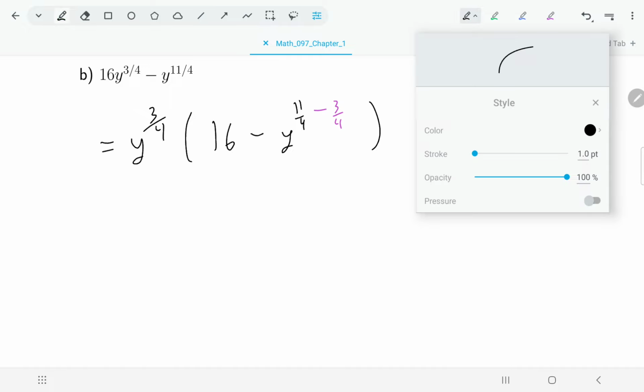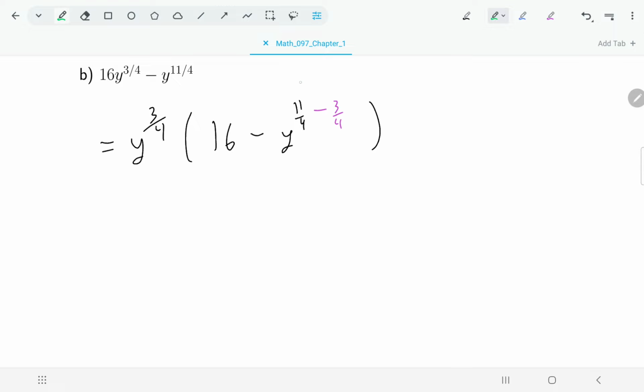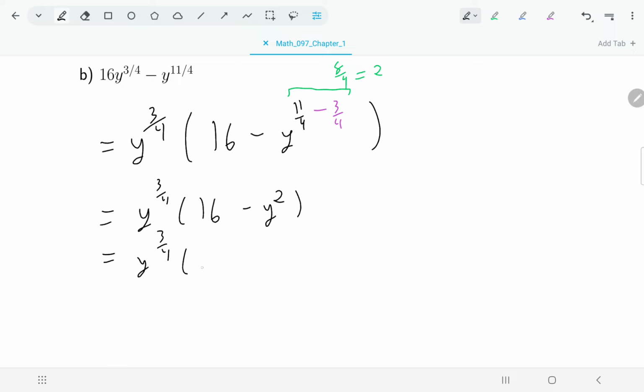And just to do a little bit of cleaning up here, when I subtract 3/4 from 11/4, that's 8/4, which is the same thing as 2. So really what I've got for that second bracket is 16 minus y squared. And of course, 16 minus y squared is a difference of squares, so I will need to factor that as 4 plus y, 4 minus y. And there we go.